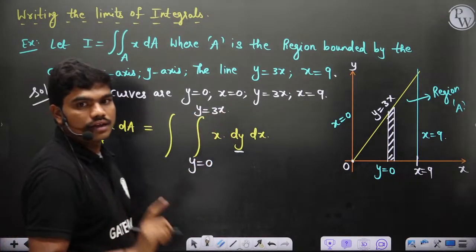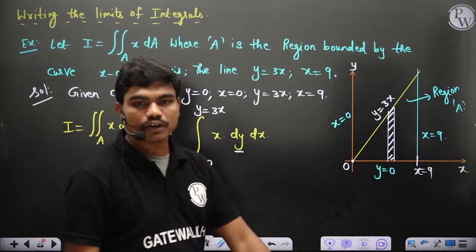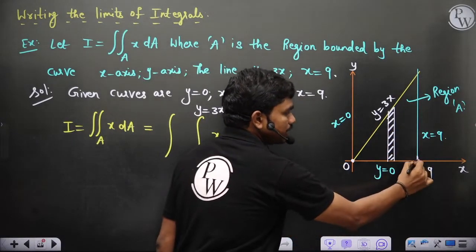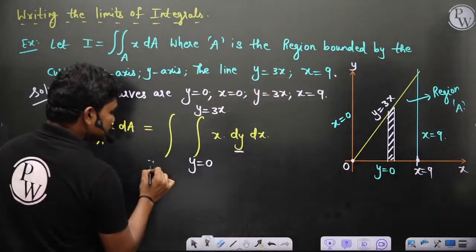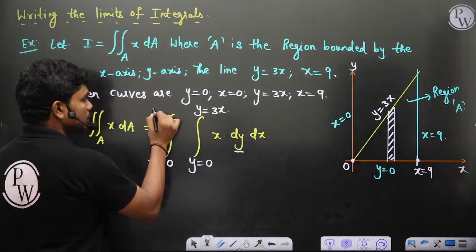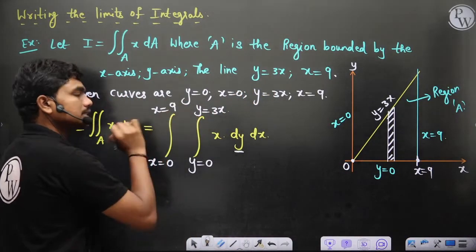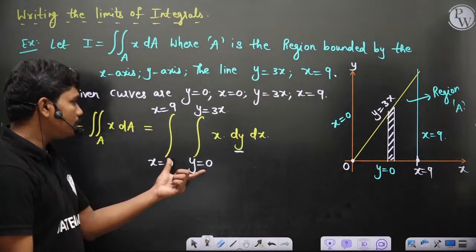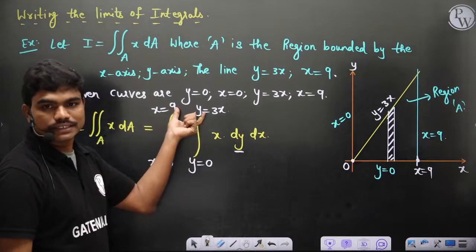Then, in the complete region, what is the minimum value of x and the maximum value of x? The minimum value of x starts here and the maximum goes up to this point. So the least value of x in the domain is x equal to 0 and the largest value is x equal to 9. So now you have this integral in terms of limits. You know how to integrate.